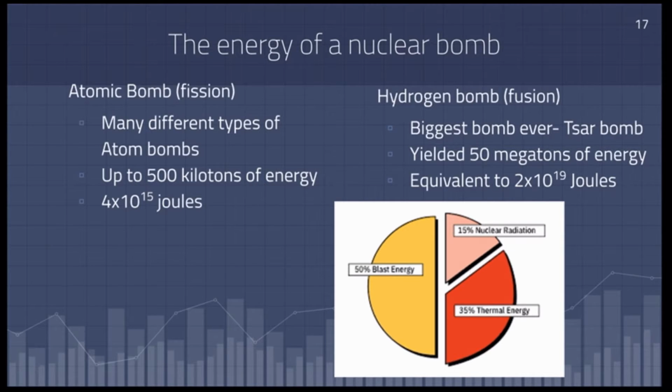The atomic bomb is a much weaker version. Atom bombs can release up to 500 kilotons of energy, or 4 times 10 to the 15th joules, while the Tsar Bomba, which is the biggest hydrogen bomb ever dropped, yielded 50 megatons of energy, or 2 times 10 to the 19th joules. The blast force of the nuclear weapons accounts for about 50% of the total energy released.